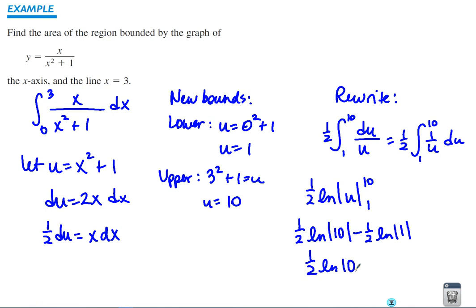So you could write it as 1/2 natural log of 10. You might see it in your textbook as the natural log of root 10. Those are the same thing, just using your natural log rewrite properties. So either one is fine. I just want to make sure you can recognize the two of them. Okay, all right, let's keep going.